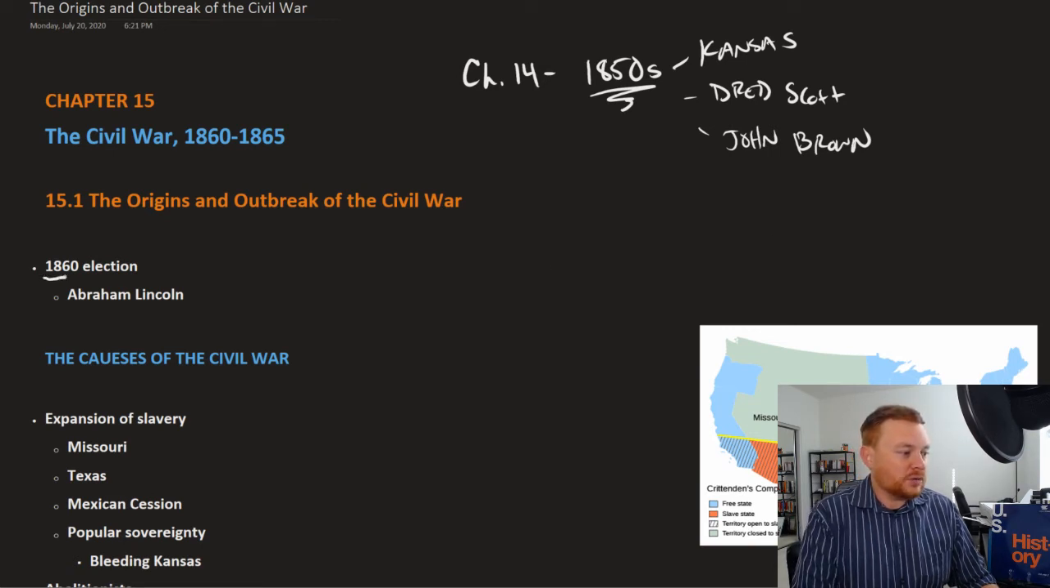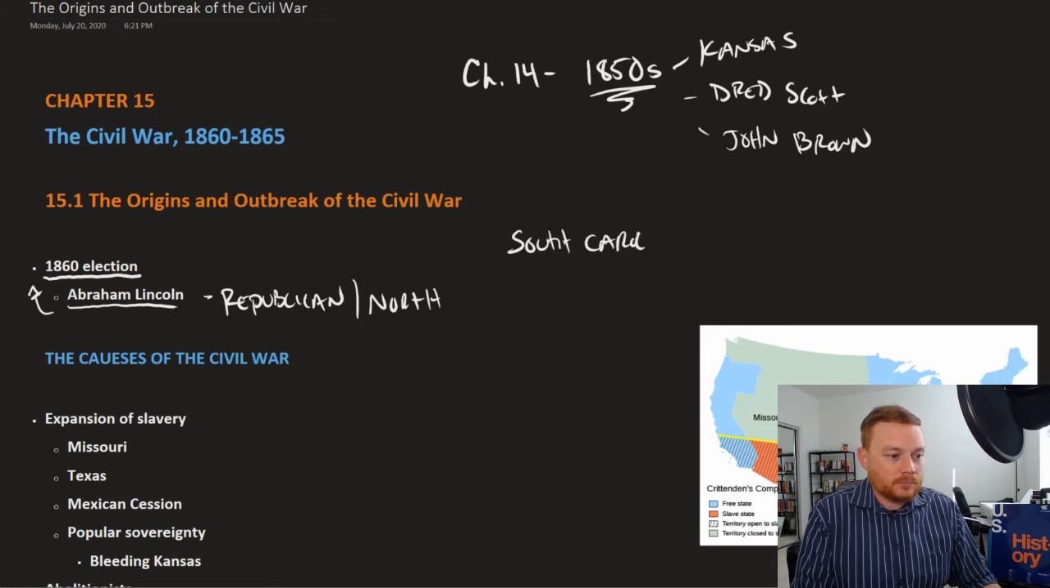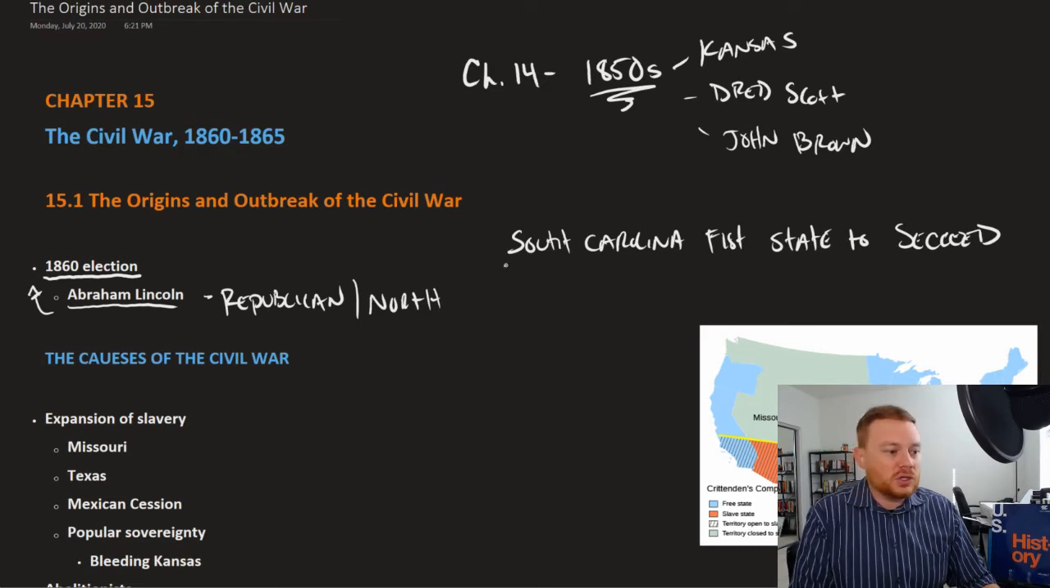Really the culmination of all those events was the election of 1860, where you had Abraham Lincoln, who was running as a Republican, which was the party of the North, who won that election. And once Abraham Lincoln won the election of 1860 with less than 50% of the popular vote, South Carolina became the first state to secede. And to secede means to leave the Union. So South Carolina in 1860 became the first state to officially leave the Union. It was joined by 6 other states to make a grand total of 7. So 7 states leave the Union upon Abraham Lincoln's election.